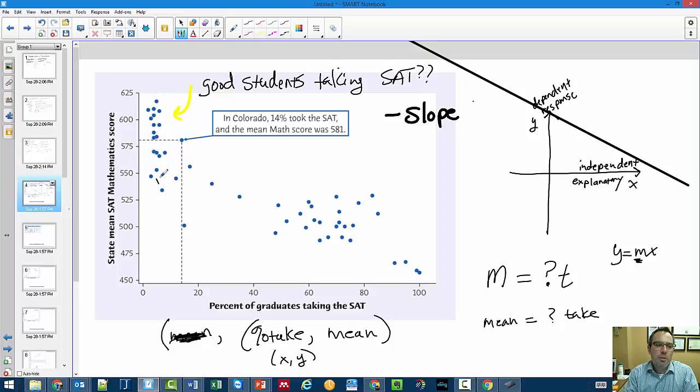Does this mean that only the students who are going to maybe some of the more prestigious schools, you think like your Stanfords and your Yales and your Harvards, those are all coastal schools, those Ivy League schools. So they're taking the SAT to get into those schools. I don't know if that's a good conclusion or not. But overall, I can see this correlation that's happening here.